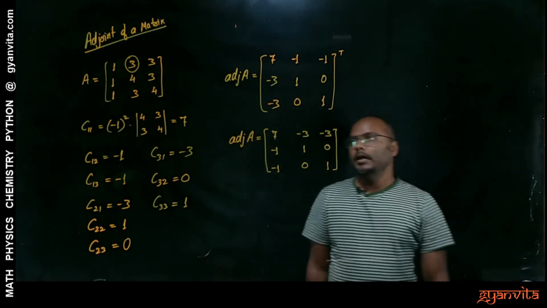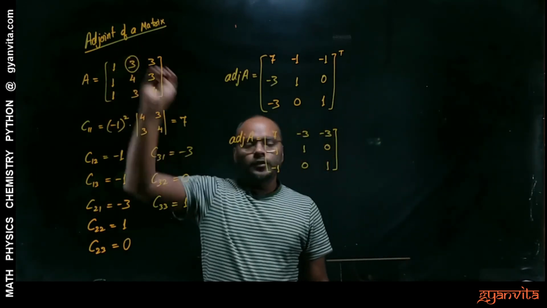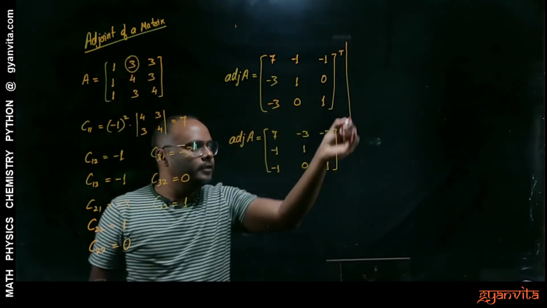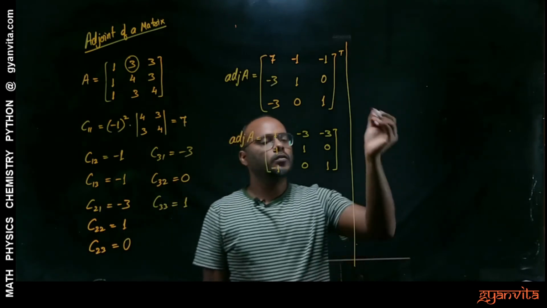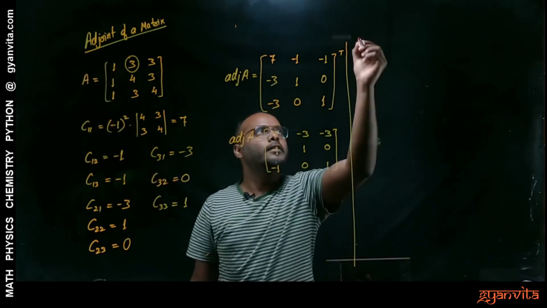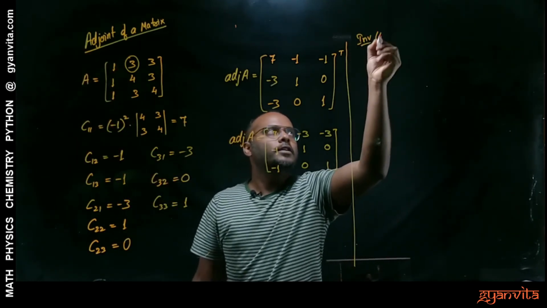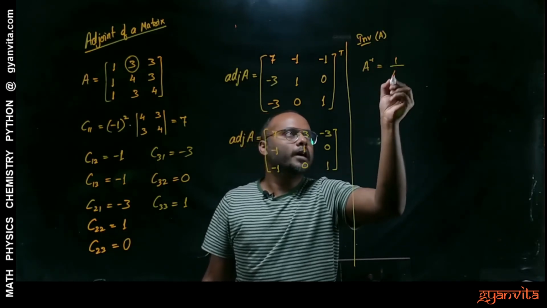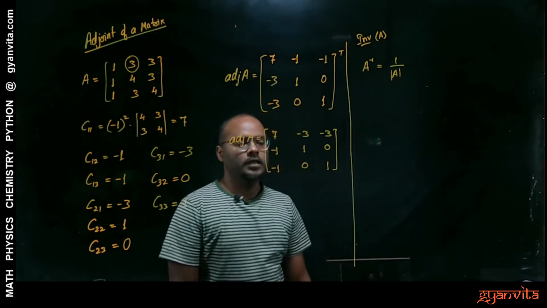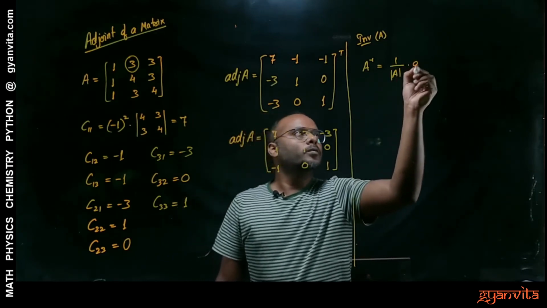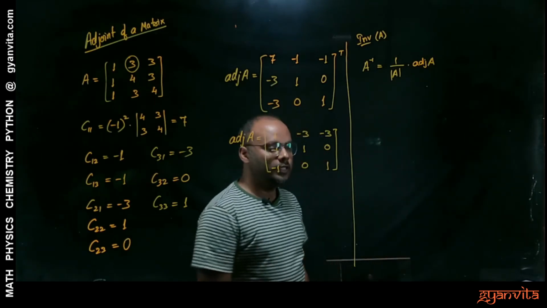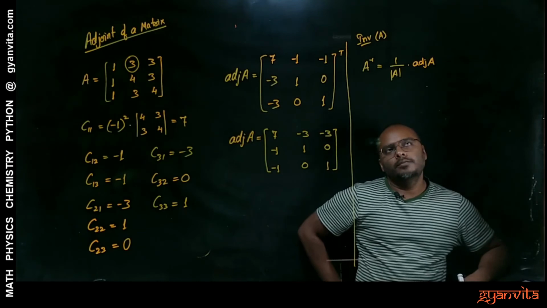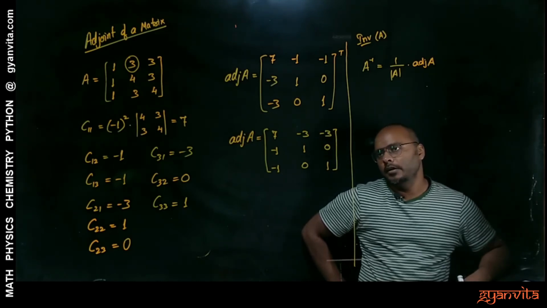Okay, now what is the purpose of the adjoint? We actually use the adjoint, later I'll even prove it, to find the inverse. And what is the inverse of A? A inverse is actually equal to 1 by determinant of A into adjoint of A. So this is the application of the adjoint. That is why we found this adjoint. So you know what the adjoint is now.